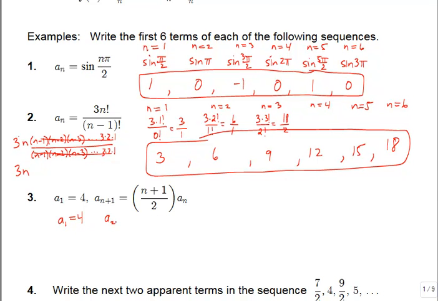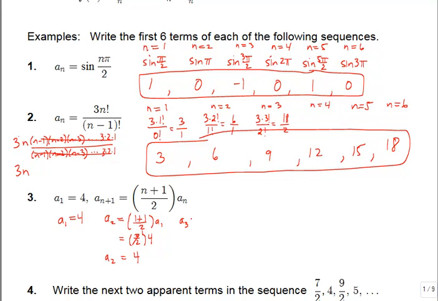So if we want to know a sub 2, then that means we're going to use 1 for the n, so that we get 1 plus 1, which will give me this a sub 2. So if I use n equal to 1, this becomes 1 plus 1 over 2 times a sub 1. So a sub 2 is defined this way. 2 on top over 2 on the bottom reduces to 1, and a sub 1 was 4. So that means a sub 2 is 1 times 4, or 4.